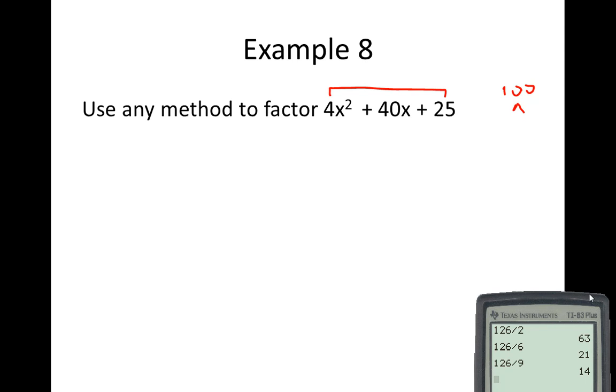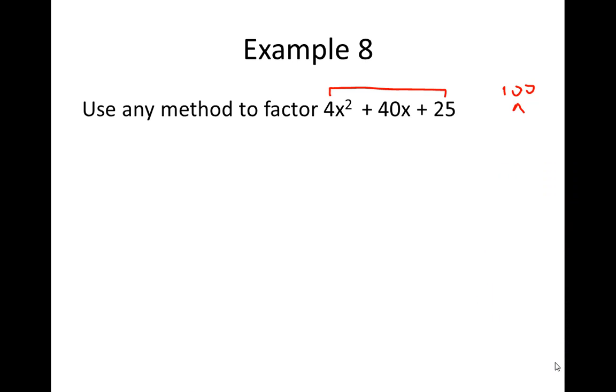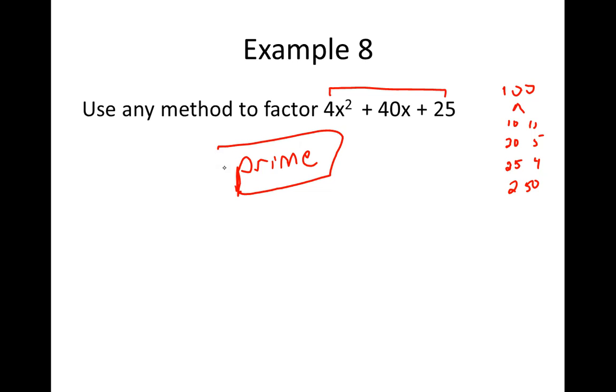Let's see, 50 and 2, that's not going to do it. 25 and 4, that won't do it. Again, we've kind of gone through 10 times 10, 20 times 5, 25 times 4, 2 times 50, that's not going to do it. I've gone through all the ones I could, and I went through a couple more, not going to happen. So this one is prime. Now make sure before you say prime that you really know it's prime. You've checked all the different factors of this.